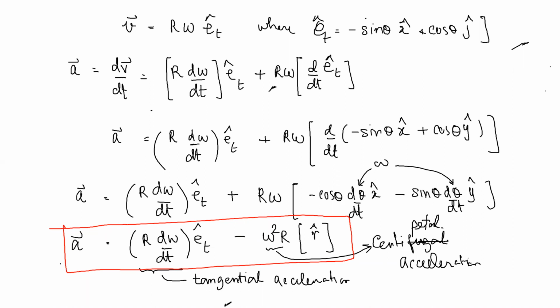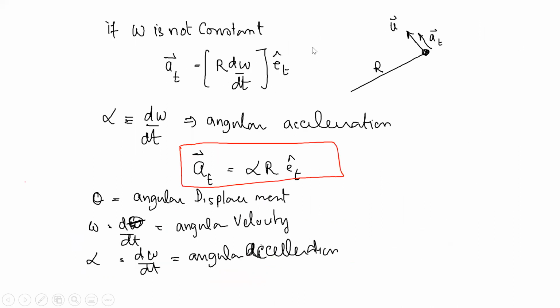Centripetal acceleration. So you have now, in this case, two accelerations, one tangential to the motion and one pointing toward the center. And suppose that your omega is uniform, omega is constant, it is a uniform circular motion. This term will go to zero. You only have the centripetal acceleration. So there are two accelerations here.